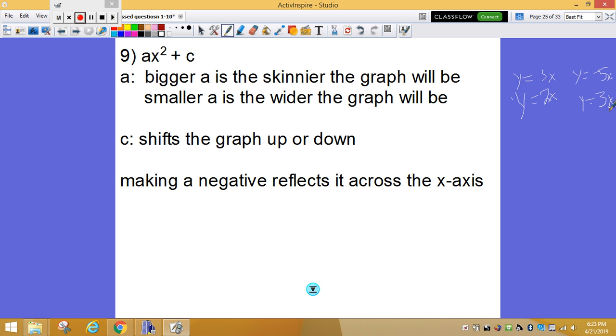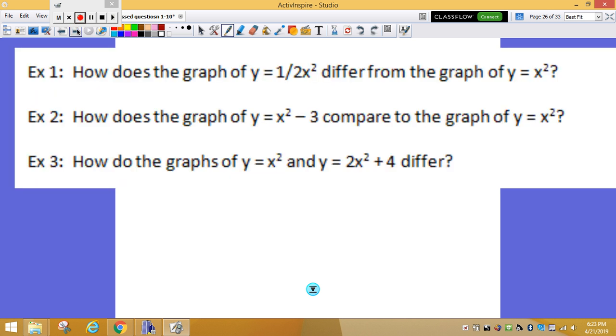And then C is going to shift the graph up or down. And making a negative reflects it across the x-axis. So, let's do some examples. Example 1, how do these graphs differ?